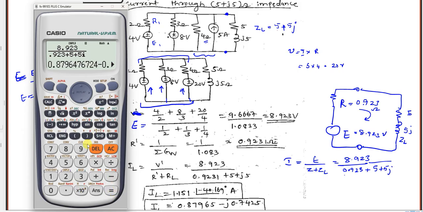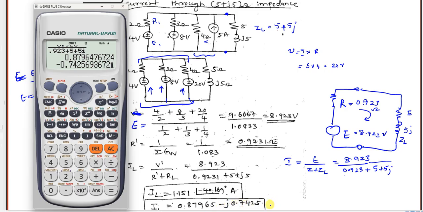You will see only this much, or you can click the ST button. It is 0.8796 minus 0.74 I. Instead of I, don't write I, you write J: minus J 0.74.